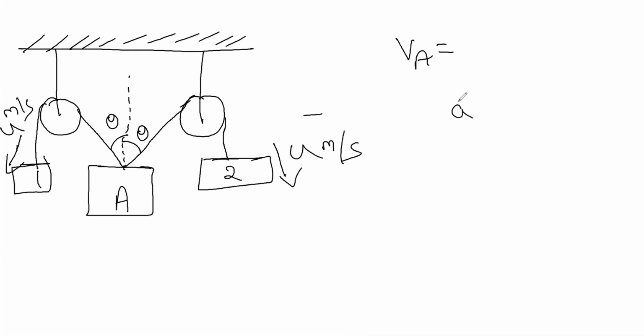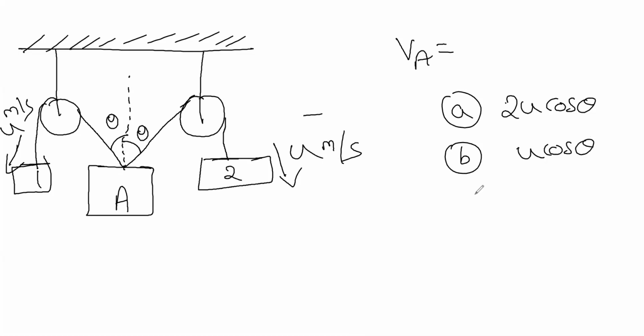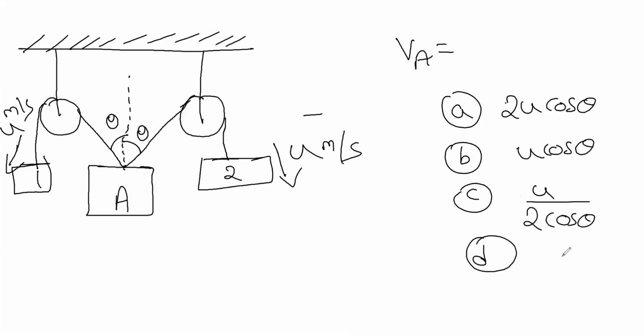Let's see the options. A: 2u cos theta. B: u cos theta. C: u by 2 cos theta. D: u by cos theta. First, if you guess, what will be the answer? Otherwise, you can proceed directly instead of guessing.